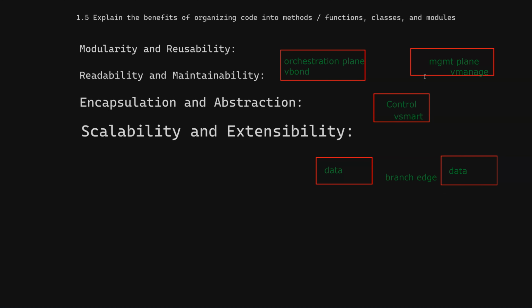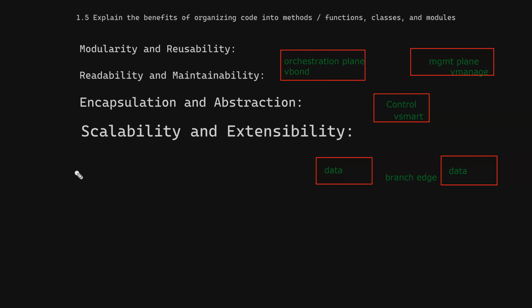So we have different types of planes: management plane, orchestration, control plane, and data plane. If one plane goes down, the other planes are not impacted. That is the modular approach you are using. Modular approach means you are defining classes and functions. If one function or one class goes down, does that mean your entire piece of code will go down?